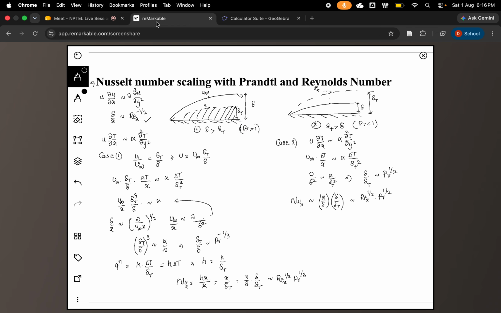For oils and other substances with very high viscosity, which have Prandtl number very much greater than 1, that follows this relation. And for liquid metals, which have high thermal conductivity, Prandtl number will be less than 1 and they follow a different kind of scaling with Nusselt number. This is also discussed in the lecture videos. I just wanted to cover it here because this is something that will be required for the next problem.